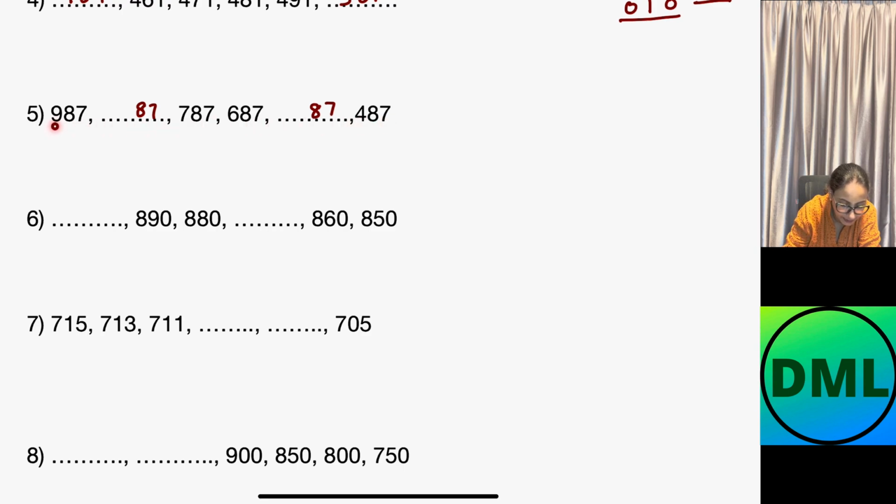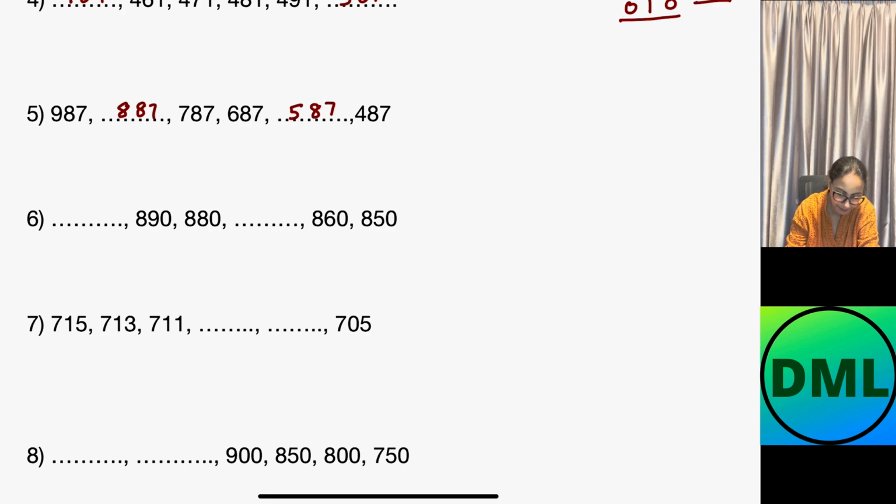Can you see that here at the hundreds place? This is 9 and then 7, 6. If it is 7 and 6, the next number will be 5, right? So it will be 5 here. If I look at this number, before 9 it will be 8, right? So this will be 887 and 587 will be our missing numbers.